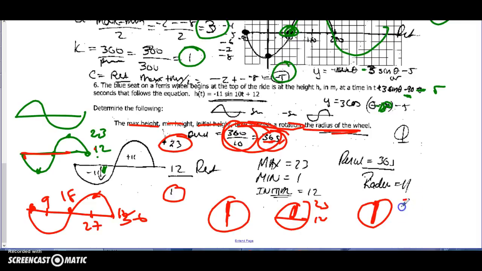Here's the diameter from 23 to 1. The radius is halfway. It's this or it's this. It's the distance between the middle to the top, and the middle to the top is the amplitude, which is 11. And that, my friends, is the entire course reviewed, summed up, and everyone take care.